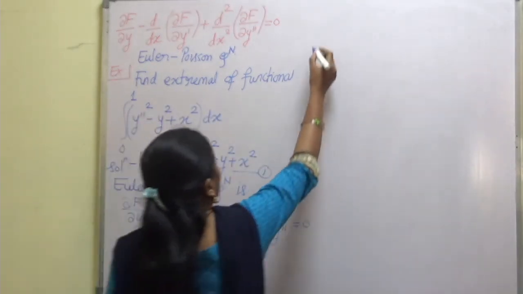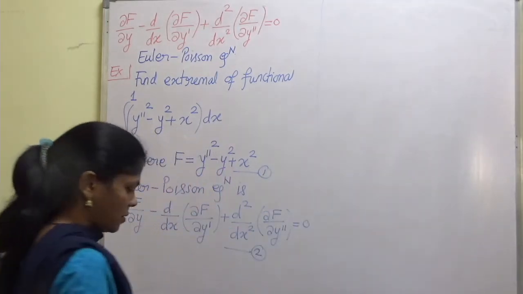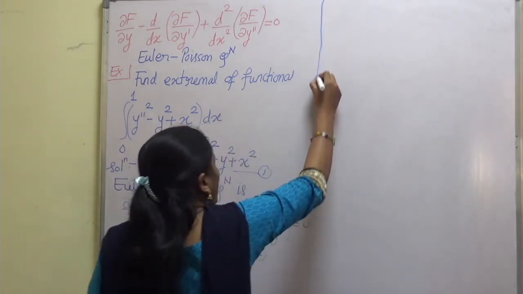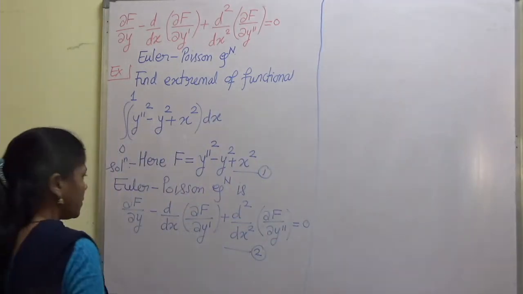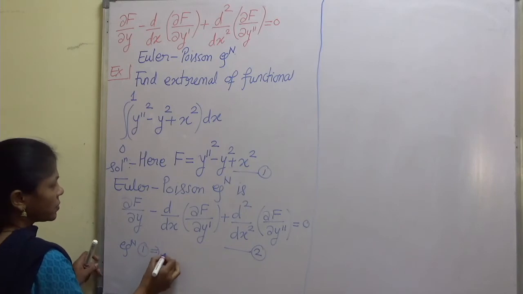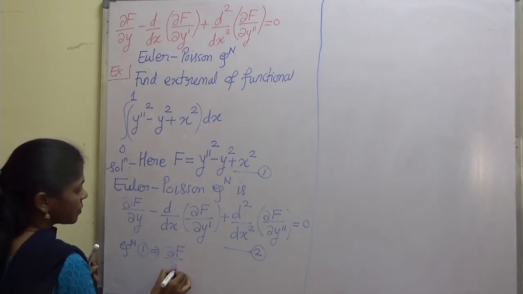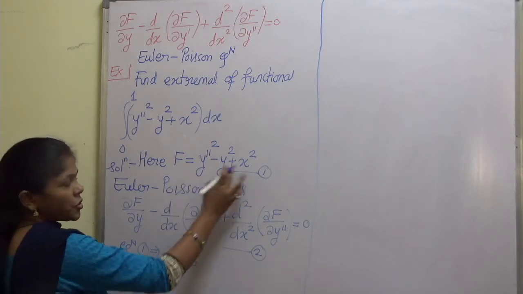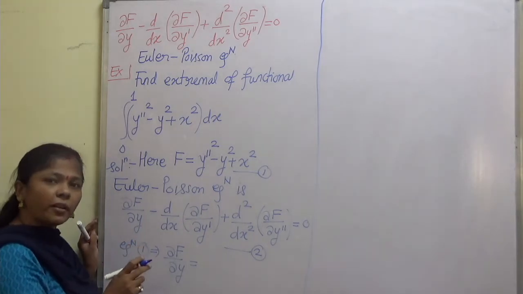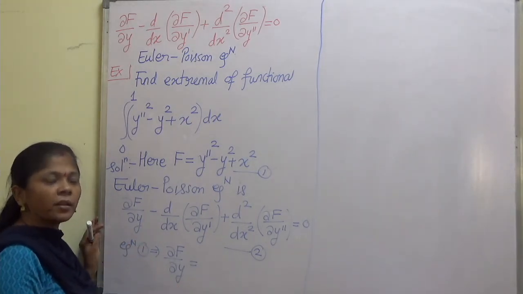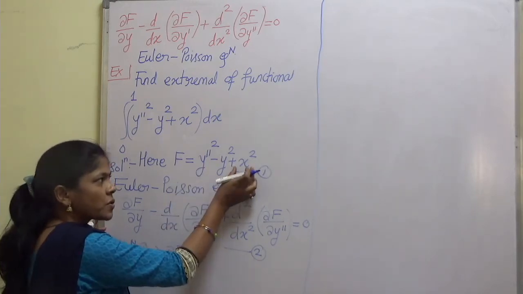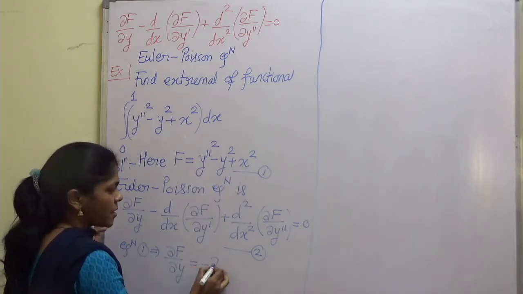For that we need to differentiate equation 1. The equation 1 implies del f by del y is equal to, differentiating this with respect to y, what will be its derivative? Now remember it is a partial derivative. So when you are differentiating a certain function with respect to another variable, all other variables will act as constants. So this is constant, this is also constant, its derivative is 0, and the derivative of this is minus 2y.